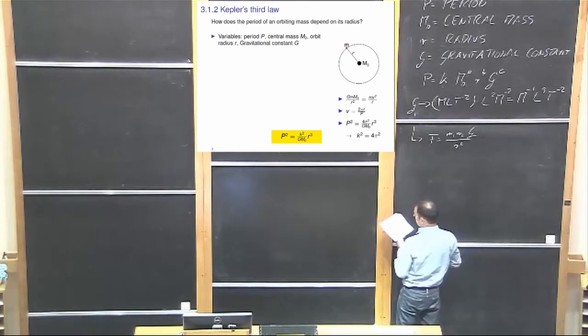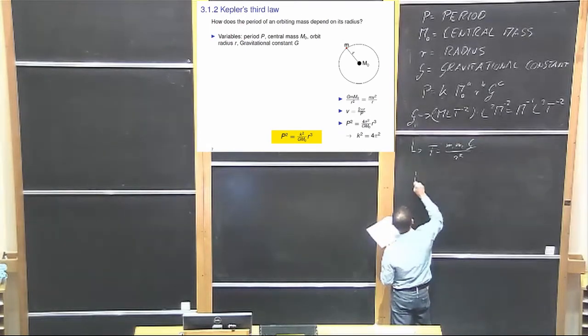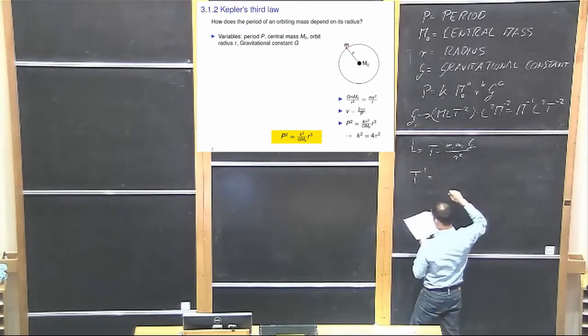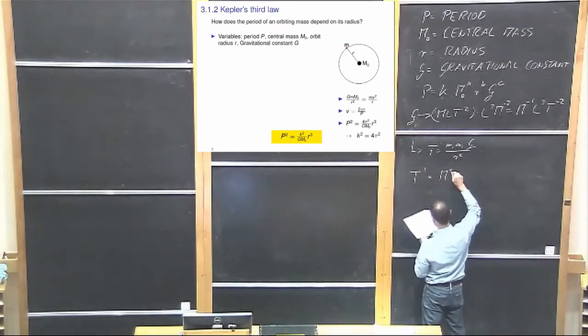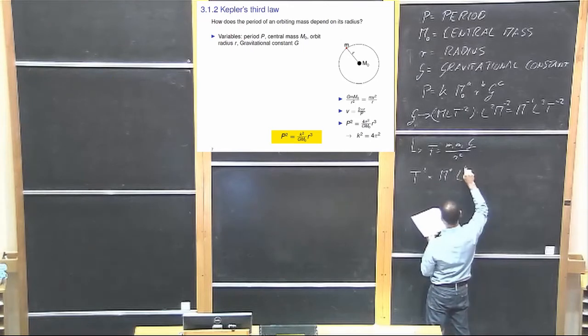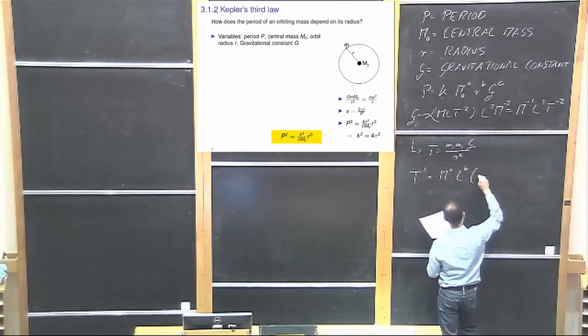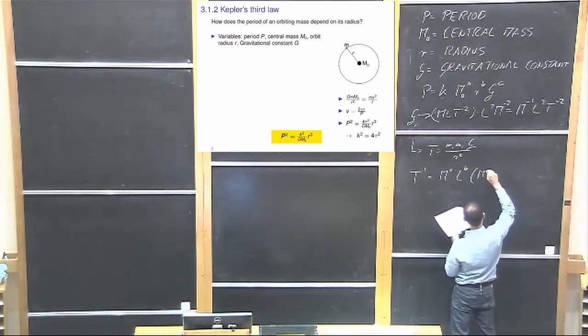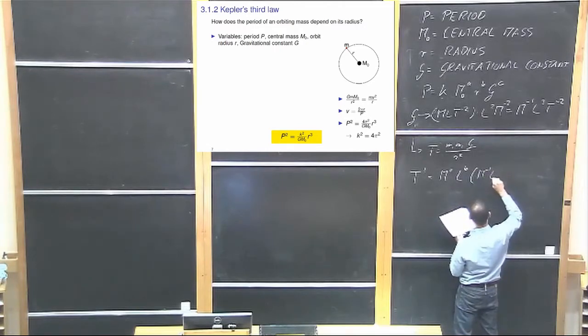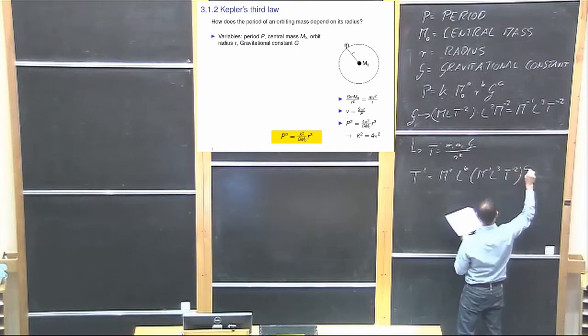Now, if we then start writing T to the 1, the period is M to the A, L to the B, and then we get the dimensions of G, M minus 1, L3, T minus 2, to the C.